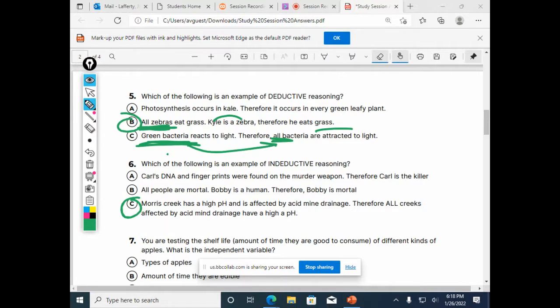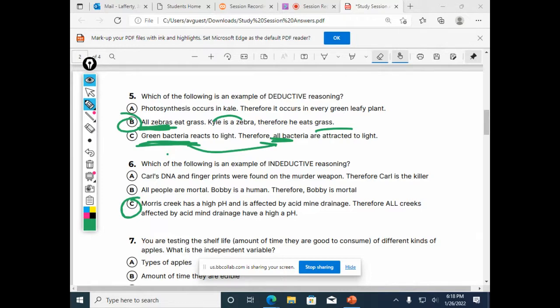And then A, I really stole her example from class. We have Carl, whose DNA and fingerprints are on the murder weapon, therefore he's the killer. That's a lot of evidence to one solid conclusion. Therefore, it is deductive. Good.